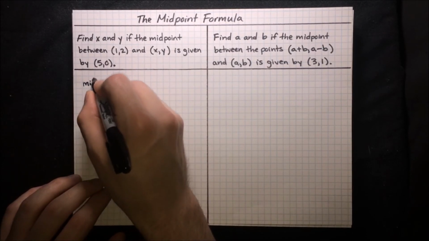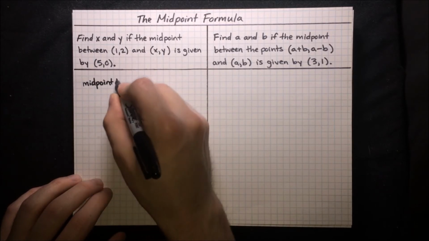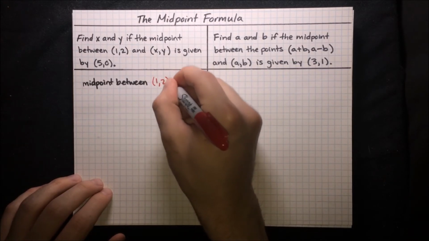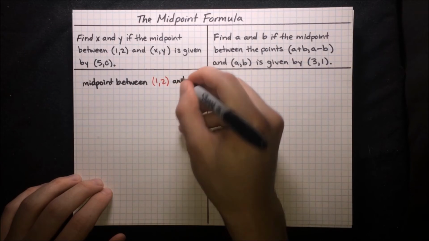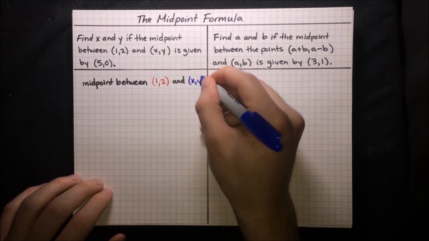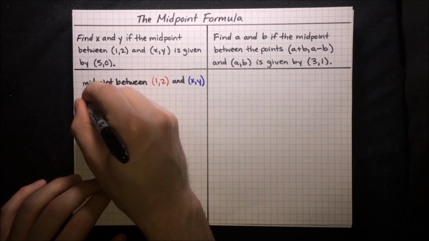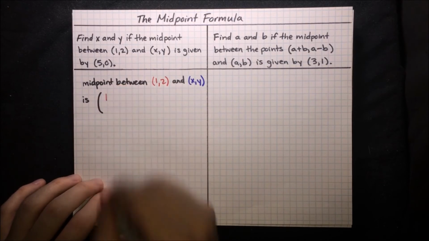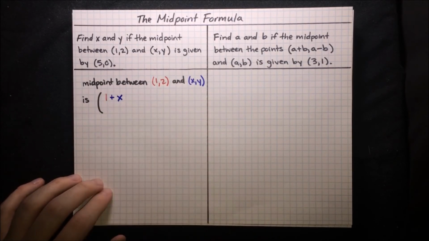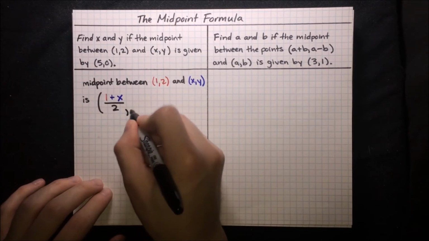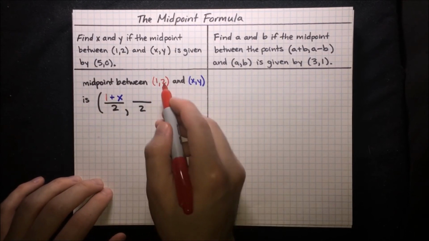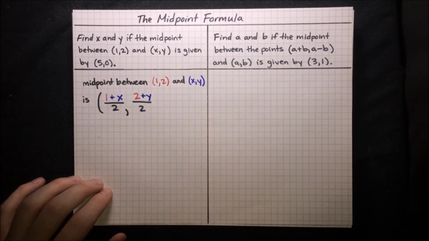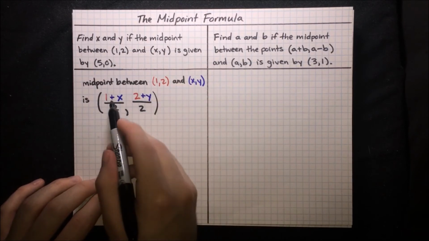So I want to find the midpoint between (1, 2), which will be our first point, and (x, y), which will be our second point. So that is equal to, according to our formula, we just add the x coordinates, so add 1 plus x, and divide that sum by 2, and then same idea for the y coordinates. So add the y coordinate 2, and the y coordinate y, and divide by 2. So there we go, that's our midpoint in terms of x and y.